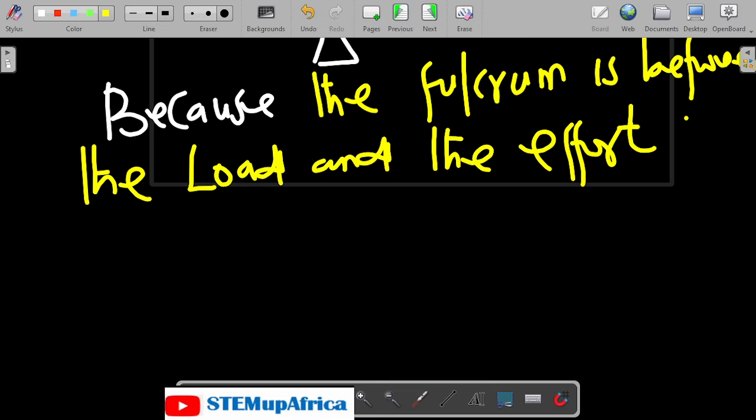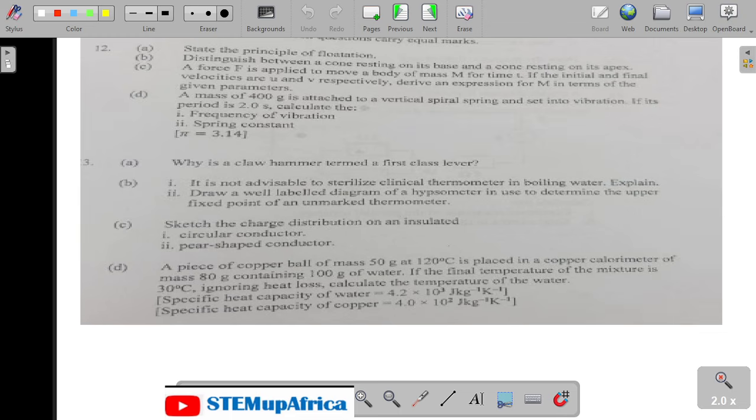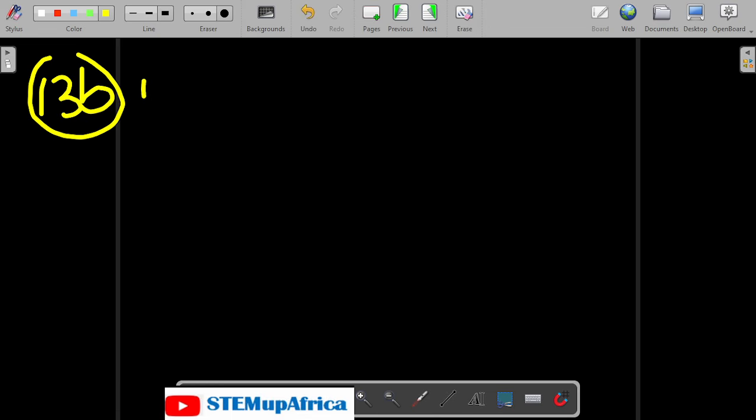Okay, let's look at 13B, Roman figure 1. It says: it is not advisable to sterilize a clinical thermometer in boiling water. Explain. If you have worked in the medical field, although it's in physics under measurement of heat and temperature, that's why you see this particular question.